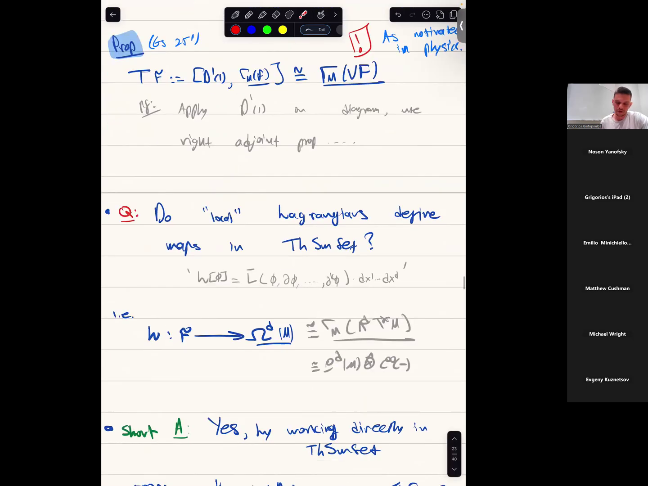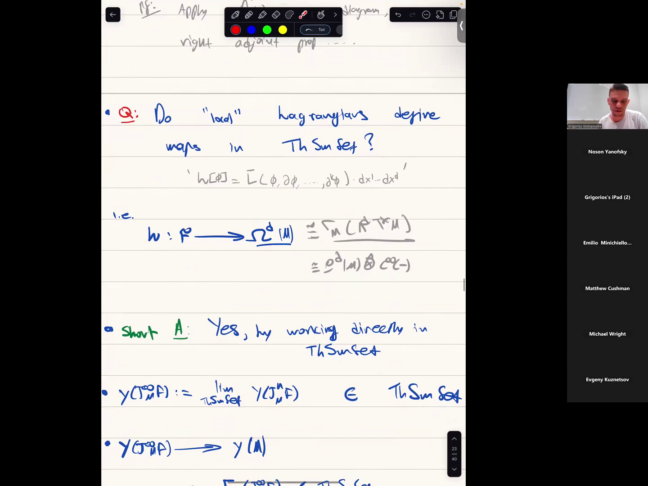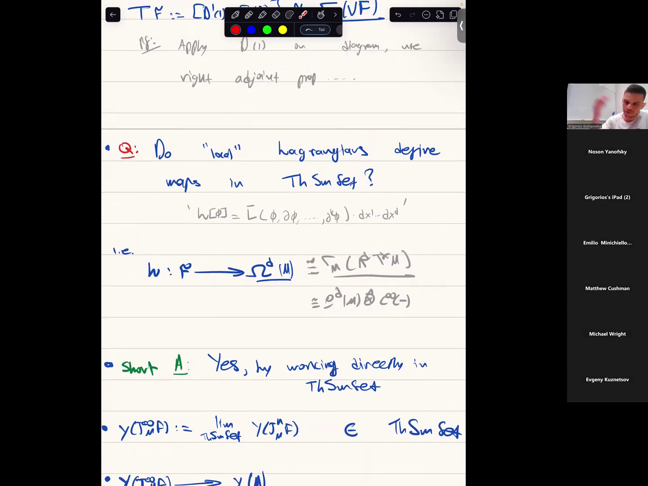Okay, so here's a question then. We've recovered some tangent bundles and so on. We have notions of smooth paths. Now the question is, for this variational discussion that I told you about earlier, do local Lagrangians, in the traditional sense, define maps in thick and smooth sets? I think Emilio pointed this out. This is what we want in the end.